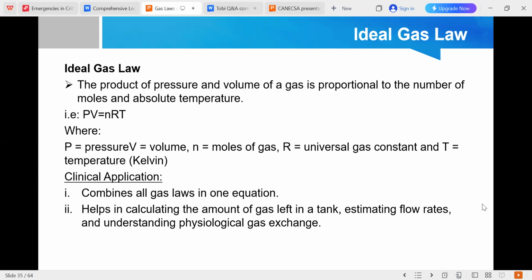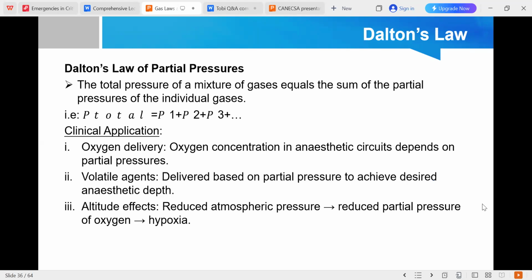So the ideal gas law talks about the product of pressure and volume of a gas being proportional to the number of moles and absolute temperature. So you have the universal gas constant and all of this. The ideal gas law combines all the gas laws in one equation.